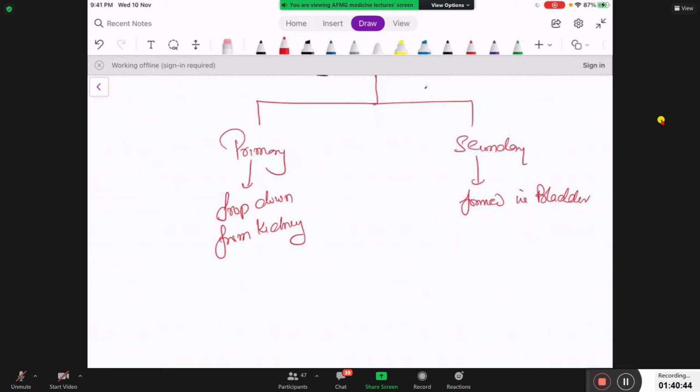And please be very careful about this because there is a lot of confusion on this. Most common bladder stone in pediatric age group, if asked, please be very careful. It is endemic stone. What is endemic stone? I told you.